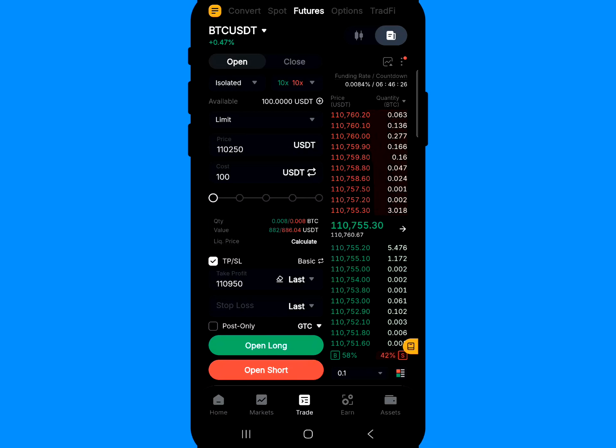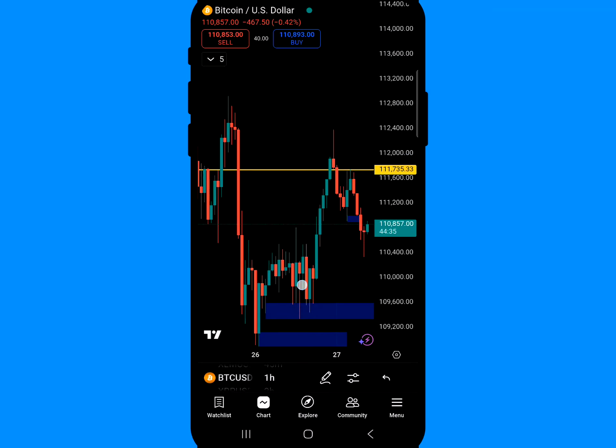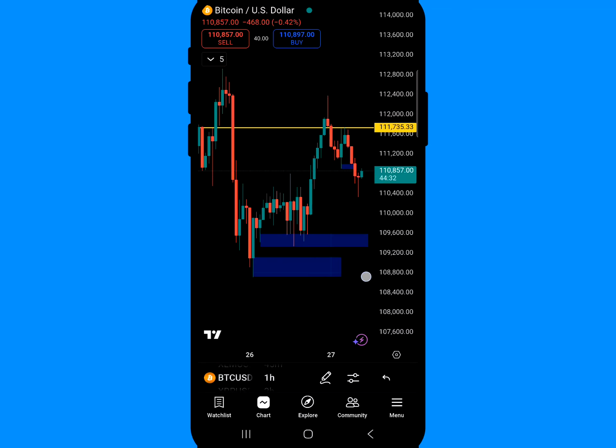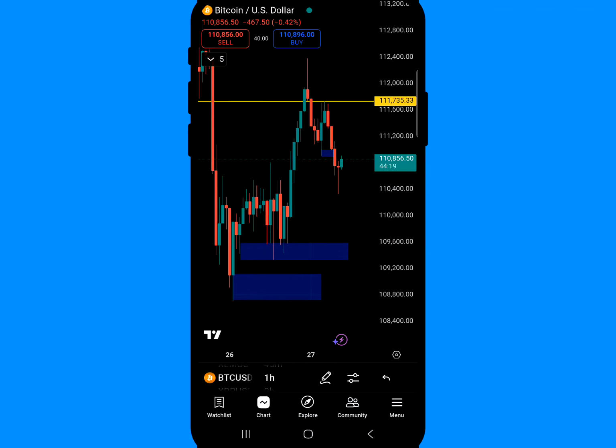But let me go to do my analysis right now on TradingView. This is my TradingView account, and you can see that on my 1 hour time frame, I've already tried to put my order around this zone. Maybe if Bitcoin comes to this particular area, I want to pick a buy around 109,600. Because Bitcoin has already moved from this level to this level, right now I want to buy Bitcoin around 109,600.